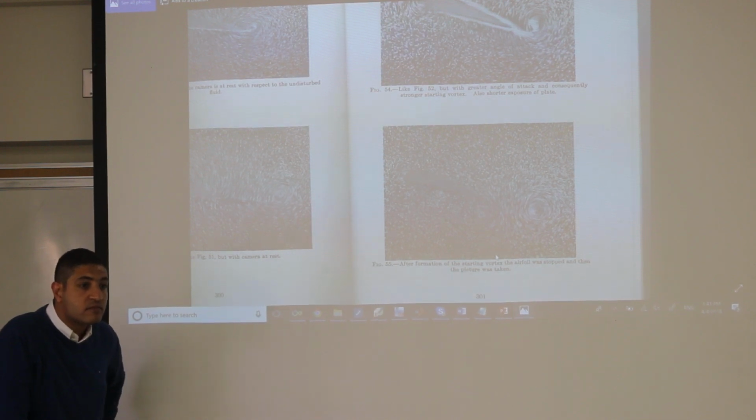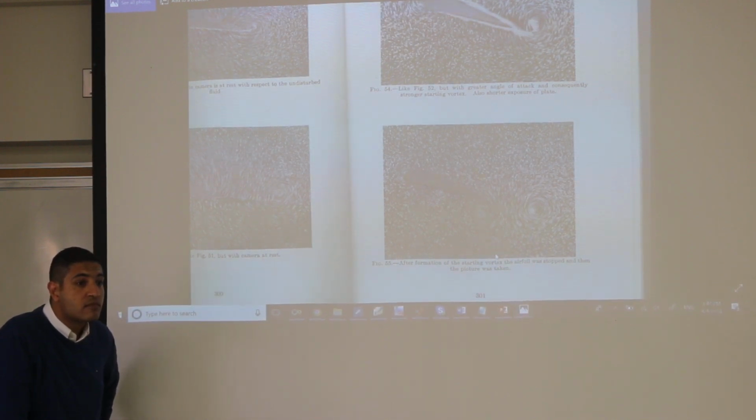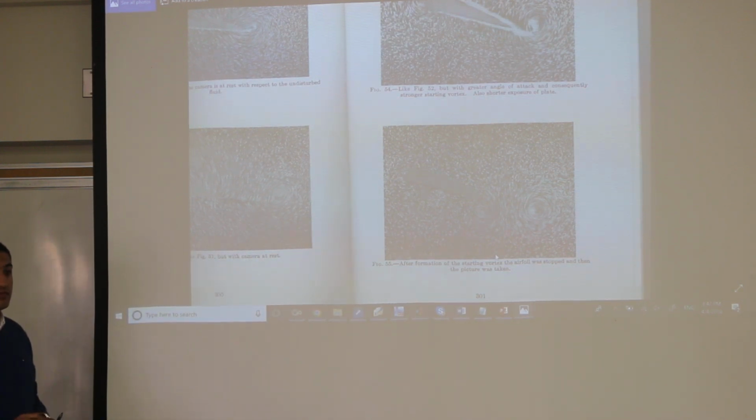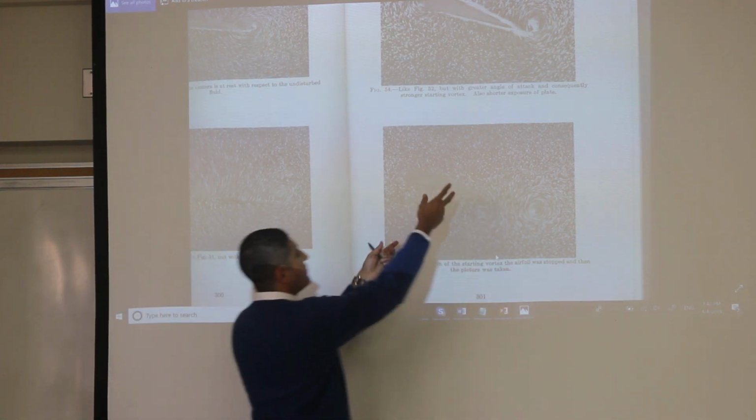May I ask how this picture was taken? Oh, the camera is moving with the undisturbed flow. Is there any special effect, or do you just take a picture of the flow and it looks like this? There is, what do you call it?